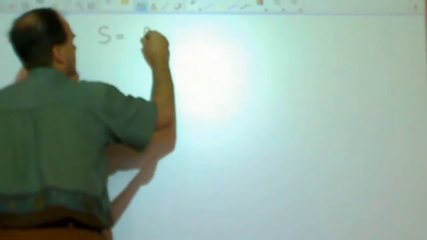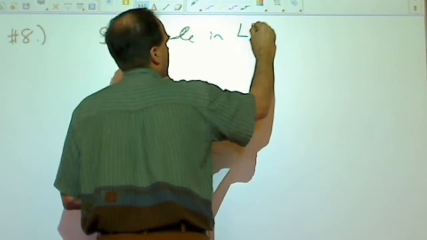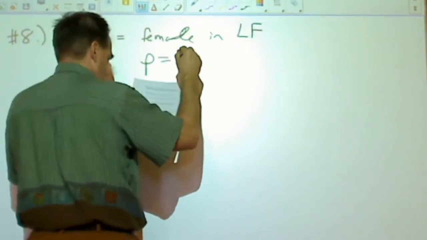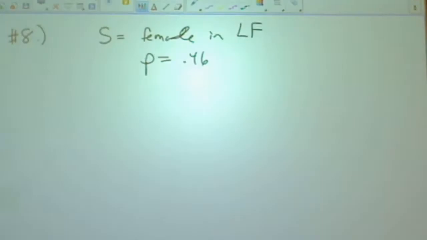So we're talking, everybody see we're doing proportions? We're back to proportions because it's kind of like a female is either in the labor force or they're not. And that's just what this problem is. So success, we'll say, is female in labor force. The row they gave us was 0.46.